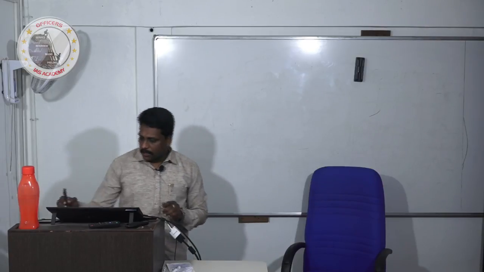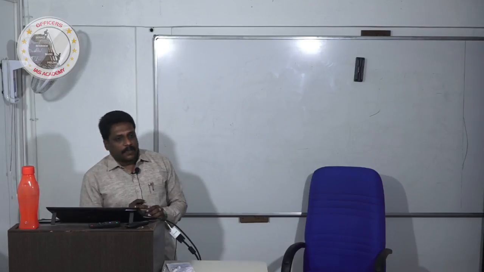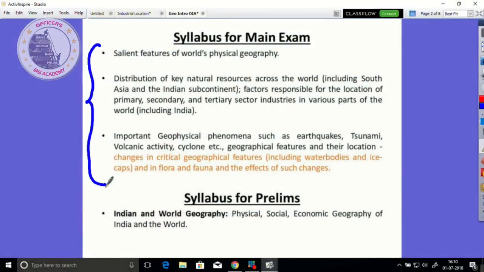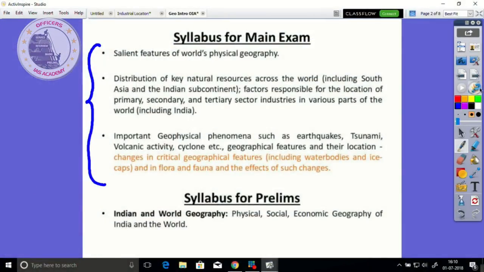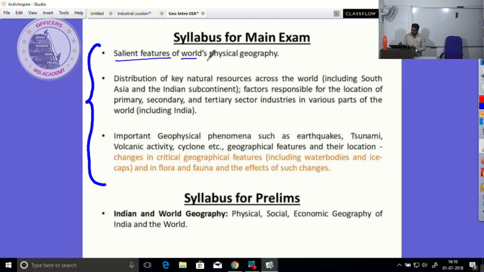That means two classes we have devoted to the lesser known areas in geography for the mains examination. Again, for your reference, I am bringing in front of you the syllabus given for this examination. As you know, there are three paragraphs of syllabus for geography. Among them, almost two paragraphs we have already completed in the earlier classes. That is one, salient features of world physical geography. It is almost completed. If not, assume it is completed.